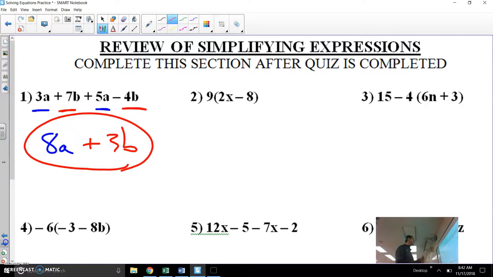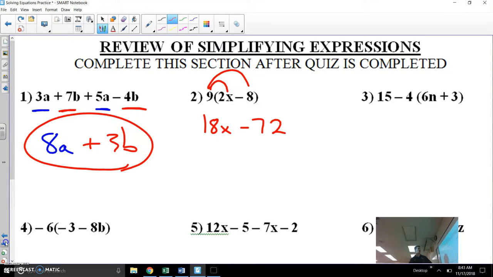So number 2, you really need to know how to do distribution. This is a big part of Algebra 1 and future math classes. This is 9 times 2x, 18x. 9 times negative 8, negative 72. The most common mistake is students don't multiply the second time. They multiply the first time, but they don't multiply all the way through the parenthesis.